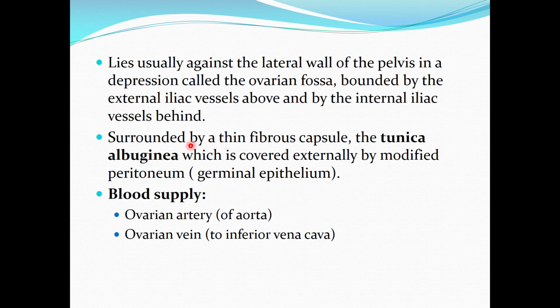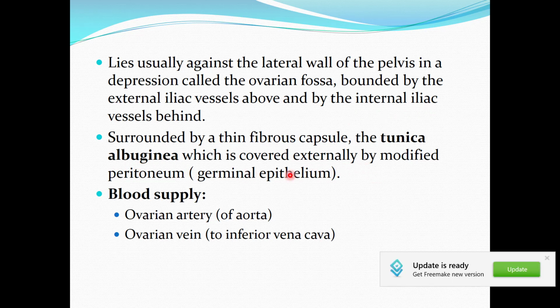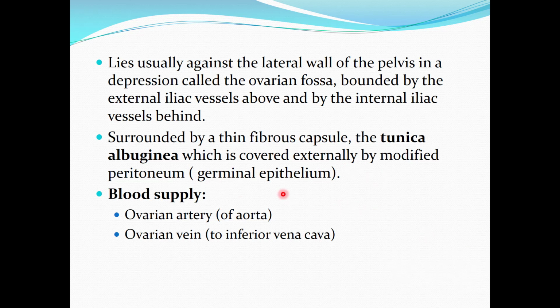The ovaries are surrounded by a thin fibrous capsule called the tunica albuginea. Tunica is a word used for a layer, covering or capsule, and albuginea shows that it is white in color. It is covered externally by the modified peritoneum, the germinal epithelium. Okay, so we have discussed that the ovary is present in the ovarian fossa. The external iliac vessels are present above it and the internal iliac vessels behind it. It is bounded by a fibrous capsule called the tunica albuginea.